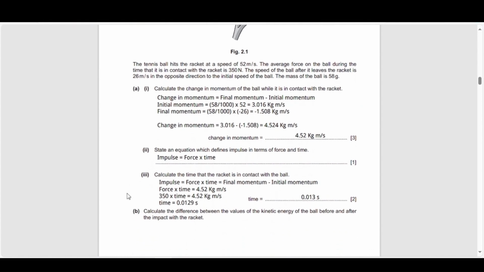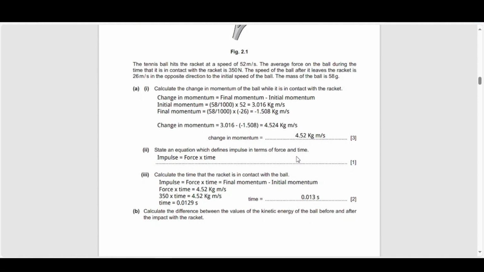Nothing to worry about there. The next bit talks about state an equation which defines impulse in terms of force and time. So we know that impulse is equal to force times time. So that's a classic 1-mark question. Usually it asks you to define some quantity. Sometimes they'd ask you to write the equation out straightforwardly. Sometimes they'd ask you to define it.